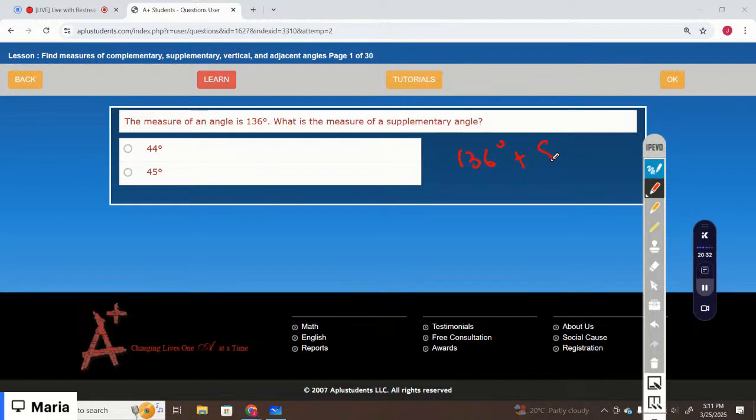136 degrees plus the supplementary angle, and their sum must be 180, right? So you need to find the supplementary angle. You need to subtract 136 from both sides. So that is 44 degrees. That means the angle that is supplementary to 136 is 44 degrees. Option number one is the correct option, that is 44 degrees.